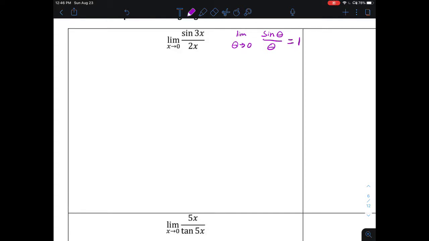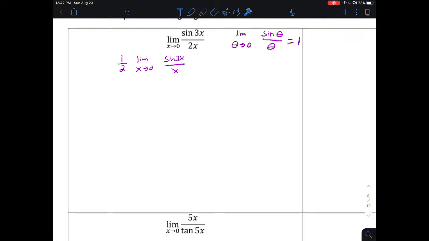So the first thing I'm going to do is use my properties of limits. I'm going to pull this 2 outside of the limit and rewrite it as 1/2 times the limit as x approaches 0 of sine of 3x over x. Now this limit is close to what I need, but it's not exact. In order to apply the special trig limit, what is inside of the sine function has to be in the denominator, and it also has to be what is approaching 0. So I have to get that match.